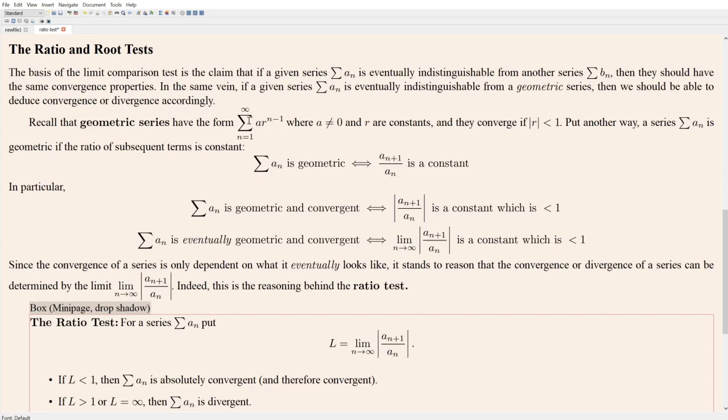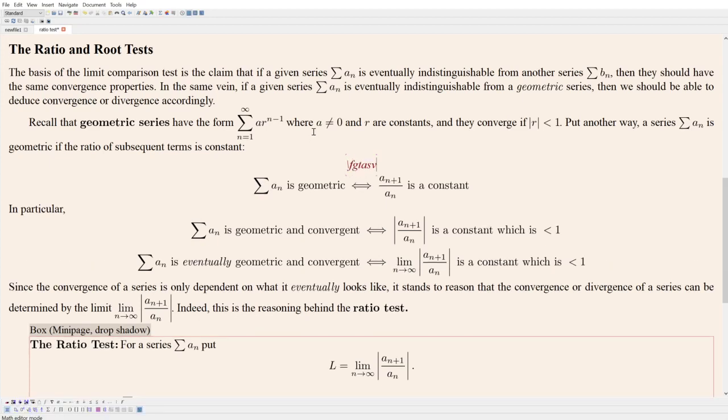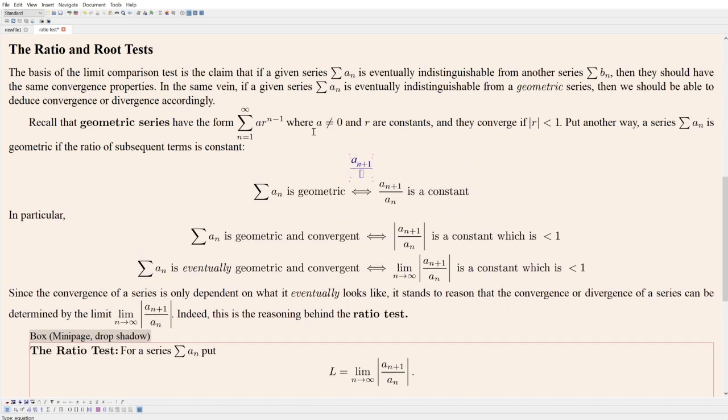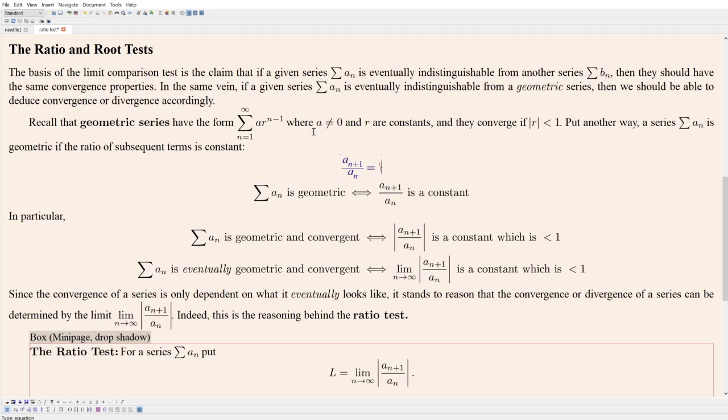So, recall, geometric series have this form, where a and r are constants. A has to be non-zero, because if a is 0, then you just have a series of zeros, and that's trivial. And this series converges if the absolute value of r is less than 1. Now, this number r is called the common ratio, because if you take any two adjacent terms of the series and divide them, their ratio is r. Take the (n+1)th term and divide it by the nth term.